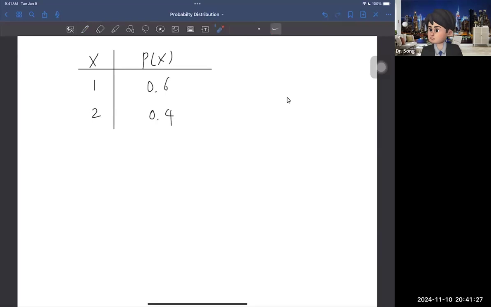Why is that? First, the probabilities 0.6 and 0.4, both of them are between 0 and 1. So the probability of x is between 0 and 1. And second, the summation of the probabilities equals 1. So what I'm saying is that 0.6 plus 0.4 equals 1, right? So it satisfies the probability distribution. And this is a discrete probability distribution because we have 1 and 2. It's not continuous. There are only two possible outcomes, 1 and 2.